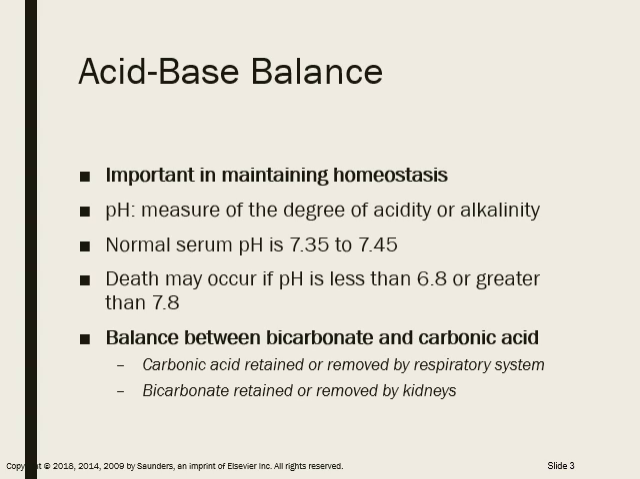You'll be able to identify patients who might be at risk for acid-base imbalance. Acid-base balance is important in maintaining homeostasis. This is because cell enzymes can function only within a very narrow range of pH. pH is a measure of the degree to which a solution is considered to be acidic or alkaline. Normal pH range is 7.35 to 7.45. Death may occur if the pH level is less than 6.8 or greater than 7.8. There must be a balance between bicarbonate and carbonic acid.